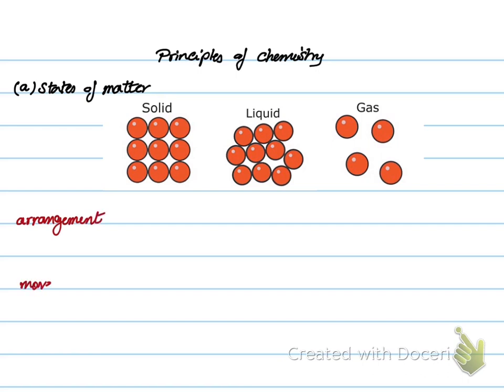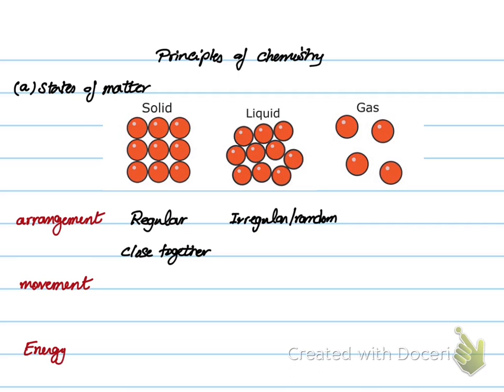Arrangement, movement, and energy of particles in solid, liquid, and gas. For solid, the particles are regular and close together. For liquid, particles are irregular or random, but still close together. For gas, particles are also irregular or random, but they are far apart.